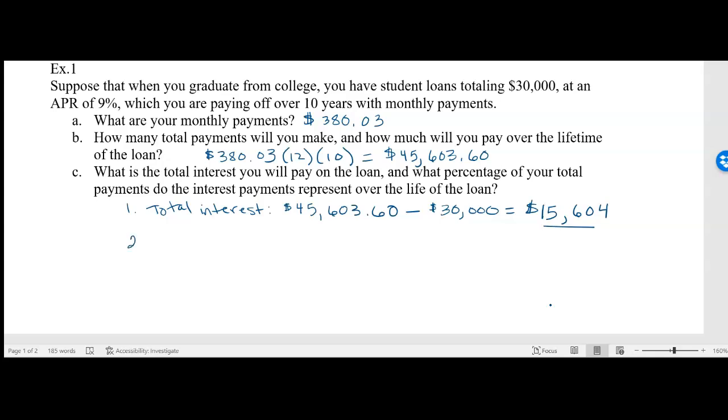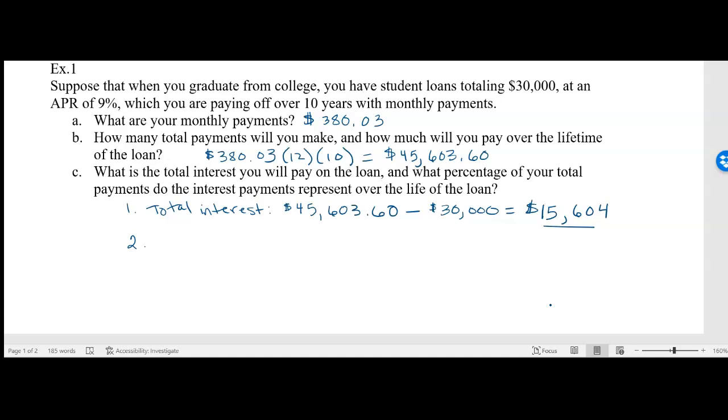Now, I said this was a two-part question. This also says, what percent of your total payments do the interest payments represent over the life of the loan? This is going back to the first section that we talked about in our finance chapter, which was on percents and decimals.